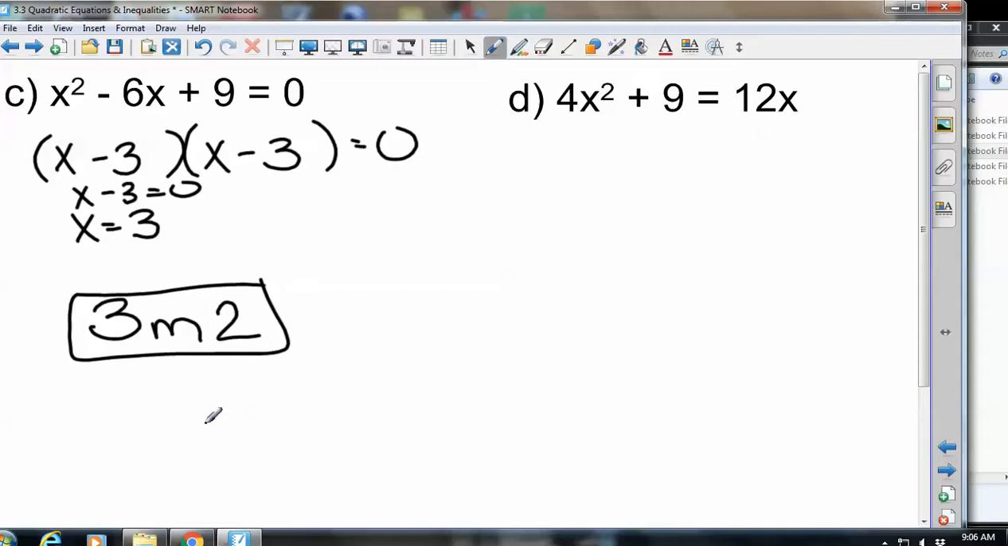In terms of a graph, when we get there, we'll talk about this one has an x-intercept of 3, and that's the only x-intercept, so it would be a graph like this. It just touches the x-axis there and bounces off.